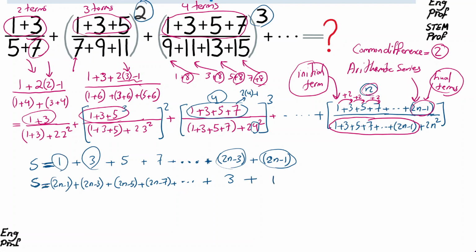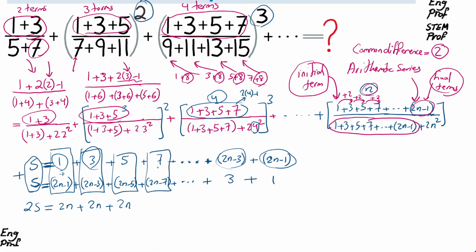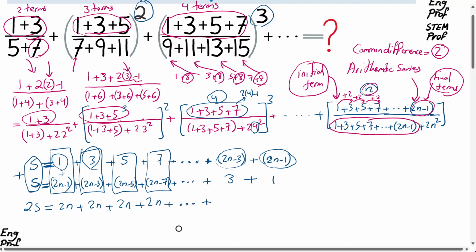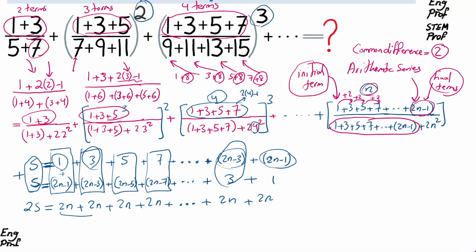Now, when we add these two summations together, on the left side we have 2 times s, s plus s. Then these terms added one by one: 2n minus 1 plus 1 gives us 2n, 2n minus 3 plus 3 gives us 2n, and 2n minus 5 plus 5 gives us 2n. These two also give us 2n, again 2n and 2n. How many of these do we have? N of them, because we know that there are n terms in this arithmetic series.